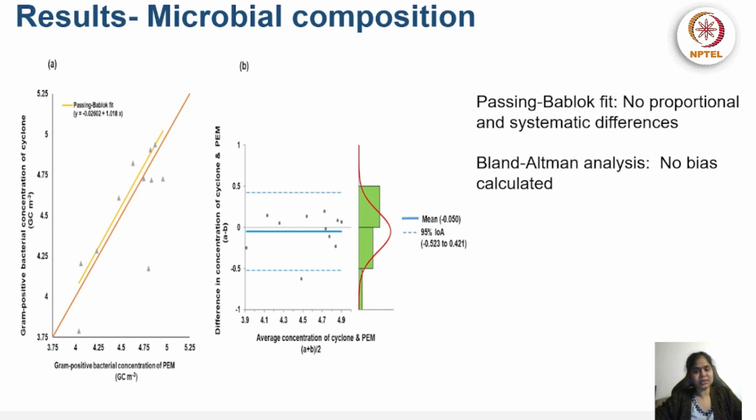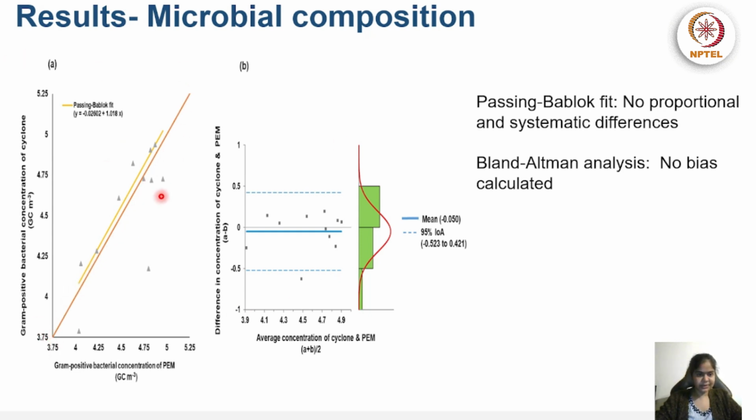So this test will help us understand whether two samplers can be used in parallel, or which one works better for a particular scenario. We did this for gram positive as well as gram negative. Here we could see the result for gram positive.